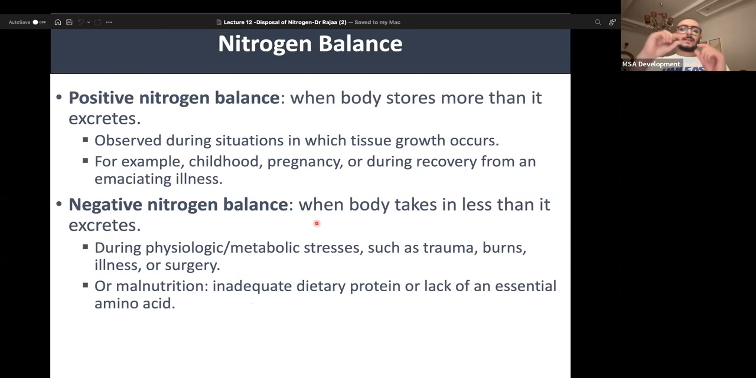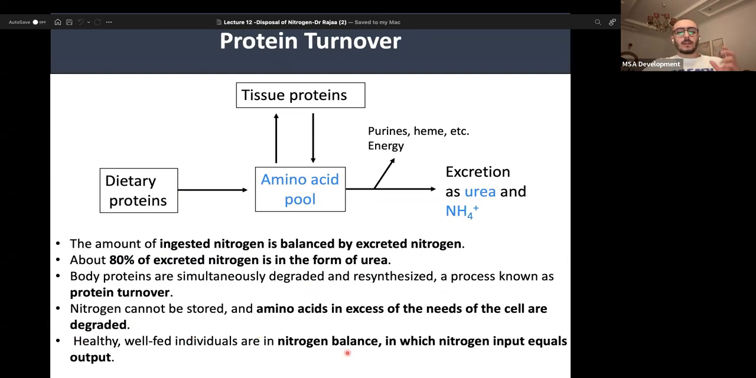Nitrogen is a very basic molecule in an amino acid, and a healthy human being has a balance of nitrogen in their body. There are two terms that you need to know here: a positive nitrogen balance and a negative nitrogen balance. First of all, what do I mean when I say a healthy person has a balance of nitrogen in their body? It's a balance in which the excretion equals the production or the synthesis and so on. It's written here, by the way. Healthy, well-fed individuals are in nitrogen balance, in which nitrogen input equals output. This summarizes excretion and synthesis and diet. They have to be in balance.